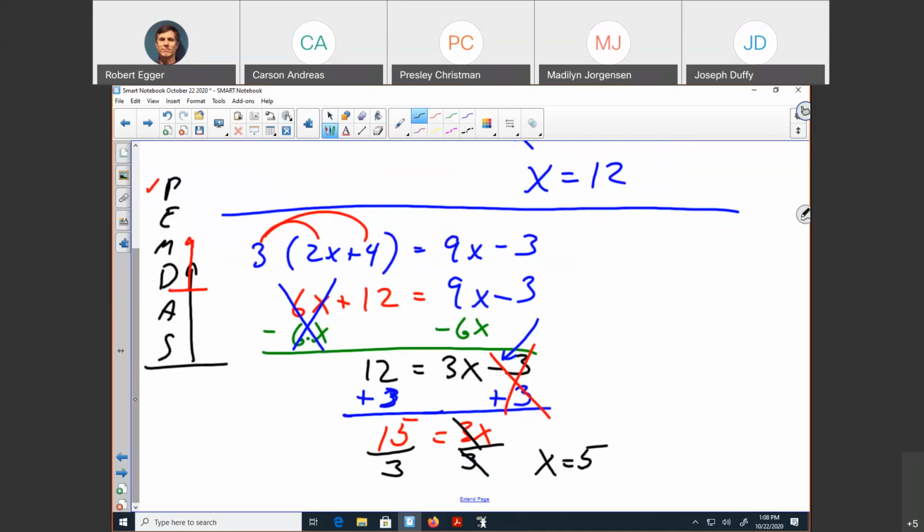Let's do a quick check here. I'm looking up here now. 2 times 5 is 10. 10 plus 4 is 14. 14 times 3 is 42. 9 times 5 is 45. 45 minus 3 is 42. Checks.